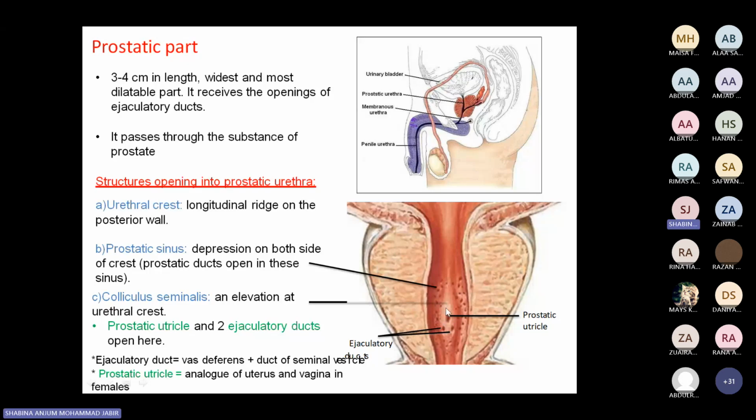Then what about this prostatic utricle? This prostatic utricle is not functioning, it is an analog of the uterus and vagina in female. Embryologically, this part will be formed as the uterus and vagina in female. But in male it will remain like a small projection which has no important function.